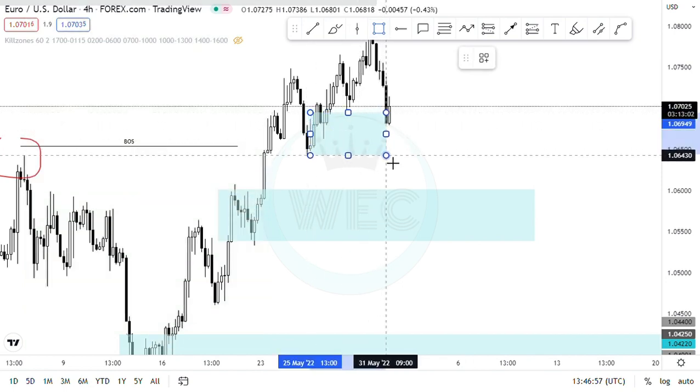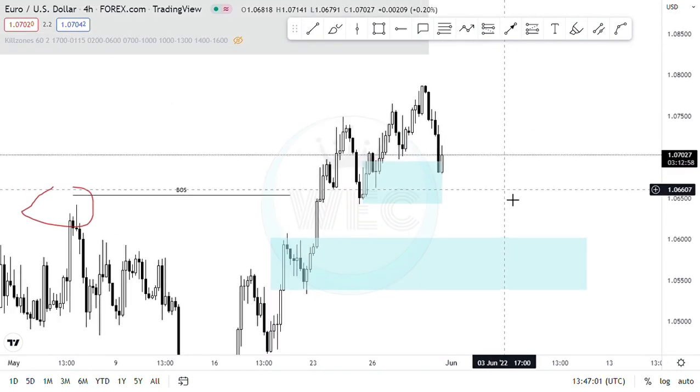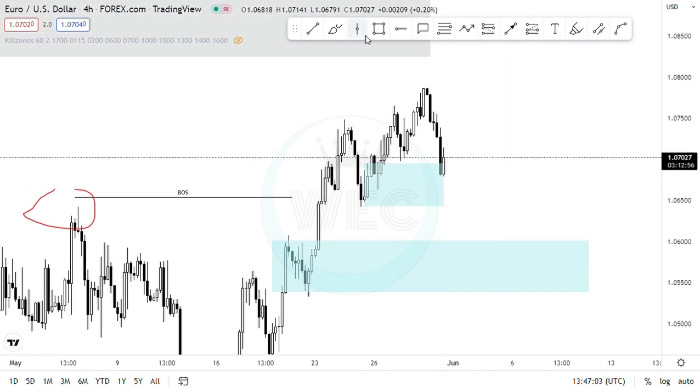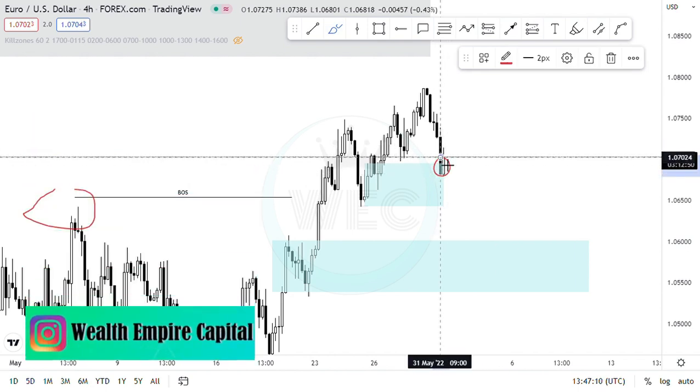Currently we can see that price is reacting from it, right? So this is what the H4 looked like. Earlier this morning, price had not yet come into these levels of demand. So yeah, let's stick to that.